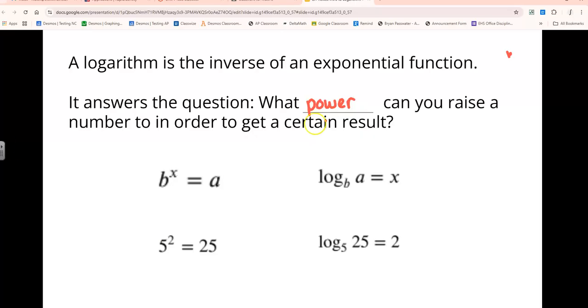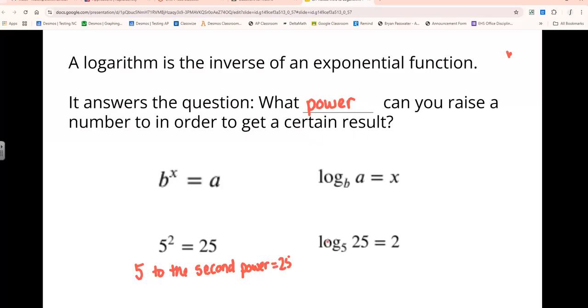So I have a couple of these here. Let's start with the numbers first because I think that's a little bit easier than looking at the variables. I think we could probably all agree that 5 squared is 25. That's a true statement right there. It's written in exponential form right there. This same statement could be written in logarithmic form. So right here, we're saying 5 to the second power. And then that is going to give us 25.